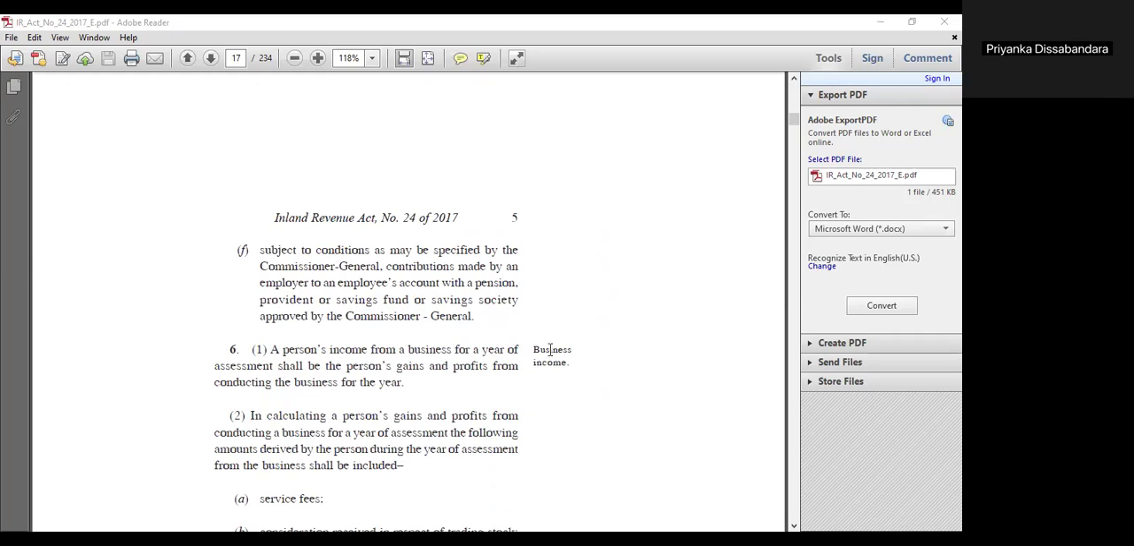Likewise, for a business income, we have that kind of 3 subsections. For an investment income, we have that kind of 3 subsections. Each subsection says the amounts that should be included and the amounts that should be excluded. So what is the purpose of having an amended act?